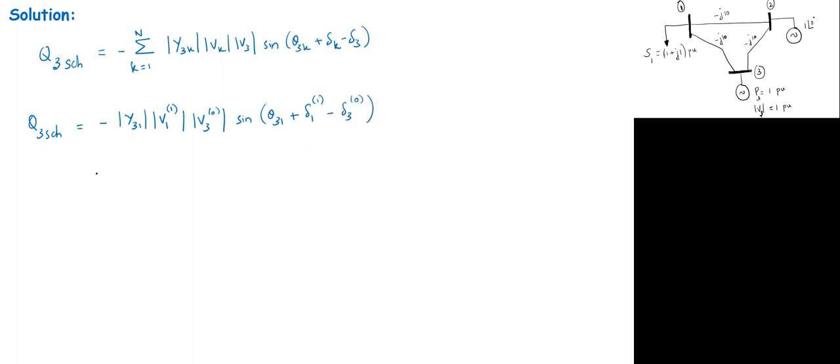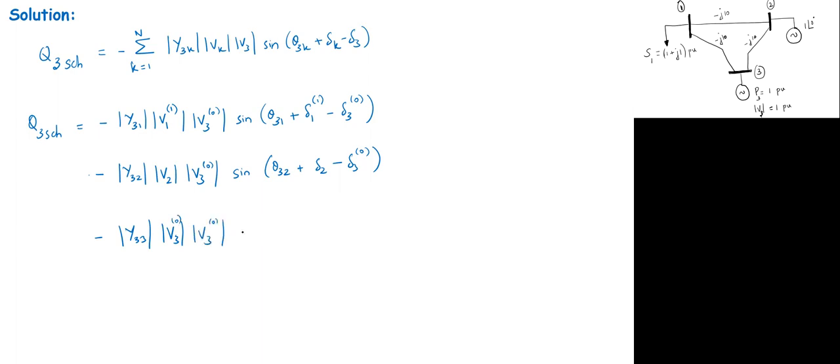So this is the first term, minus Y32 V2 V3 of 0 sine theta 32 plus delta 2 minus delta 3 of 0, minus Y33 V3 of 0, that is multiplied 2 times sine theta 33 plus delta 3 of 0 minus delta 3 of 0, which is 0. So these two will get cancelled out, and you get just sine theta 33.